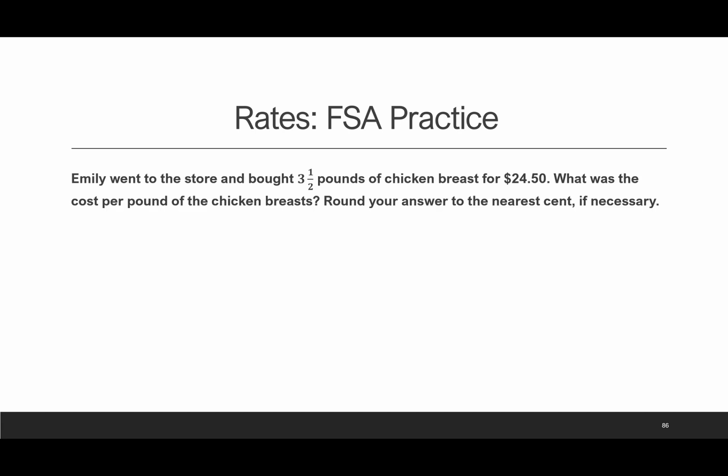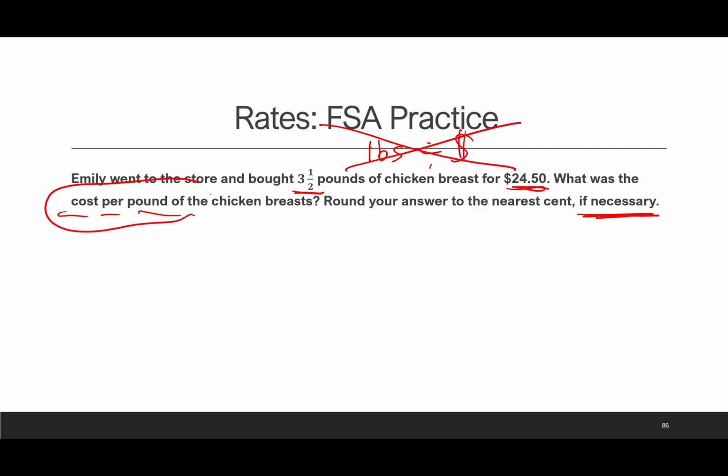Okay, Emily went to the store and she bought 3½ pounds of chicken breast for $24.50. What was the cost per pound of the chicken breast? Round your answer to the nearest cent if necessary. Notice they gave you the pounds first, followed by the dollars. If you do pounds divided by dollars, you are wrong. The question, not when they gave you the information, the question said cost per pound. So that's the order you need to do it in. Cost per pound. It's going to be dollars divided by pounds.